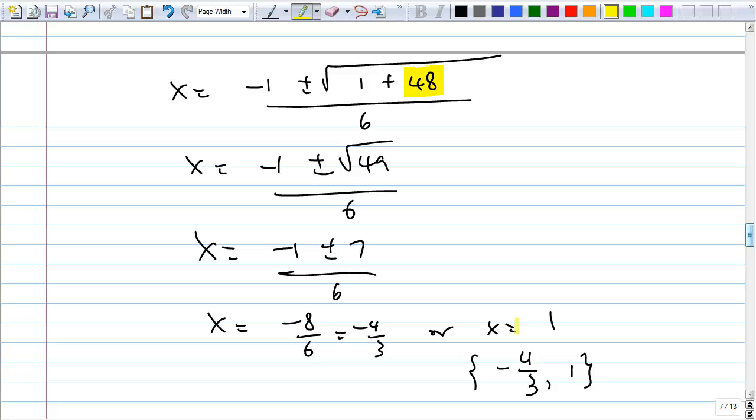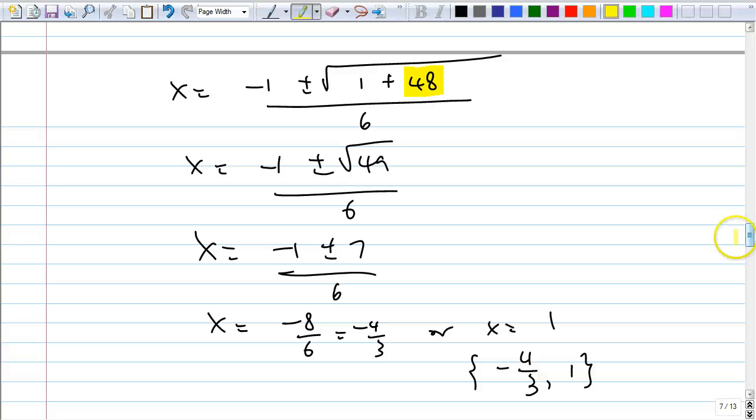Negative 1 minus 7, isn't that negative 8 over 6, which is negative 4/3? And then negative 1 plus 7, you get 6 over 6, which is 1. Which is pretty simple, right? Something that we've been doing all this time. Any question? Does that make sense?